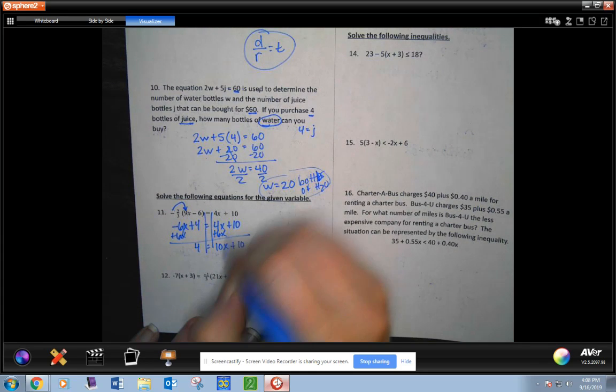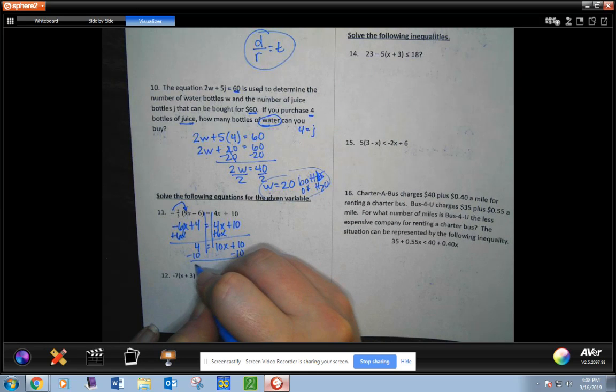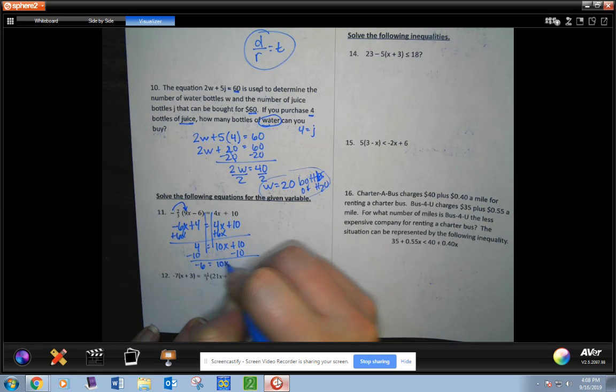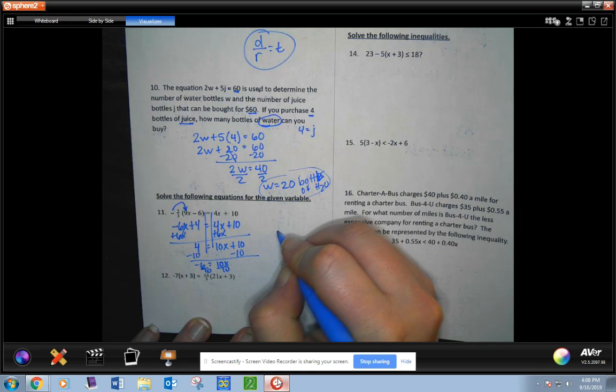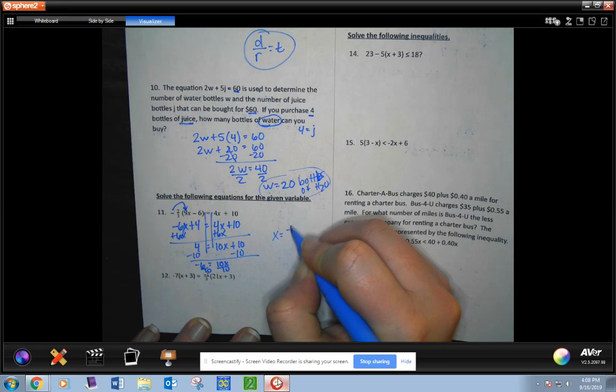Step 4 is to add or subtract the constant, so I'm minus 10. And this is going to give me negative 6 equals 10x. My last step is to divide by 10. Okay, when I divide by 10, that gives me x equals, and I have negative 6 over 10.